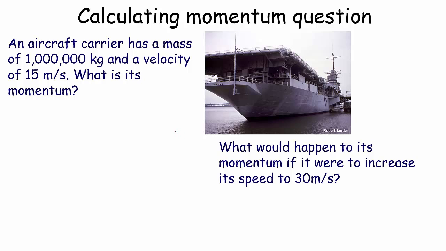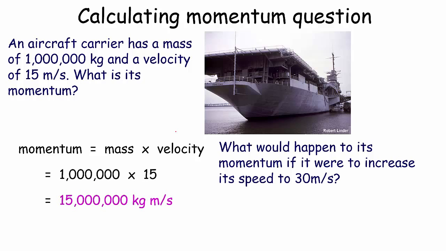Right, so we use the equation that we had before, which is that momentum is equal to mass times velocity. The mass is 1,000,000 kilograms and the velocity is 15 meters per second. So that's already in the units we discussed before. Subsequently, all we need to do is multiply those two numbers by each other. And we get 1,000,000 times 15, which gives us 15,000,000 kilogram meters per second. As the units originally given to us were in kilograms and meters per second, it's not complicated. Now the second part to this question. What would happen to its momentum if its speed were to increase to 30 meters per second?